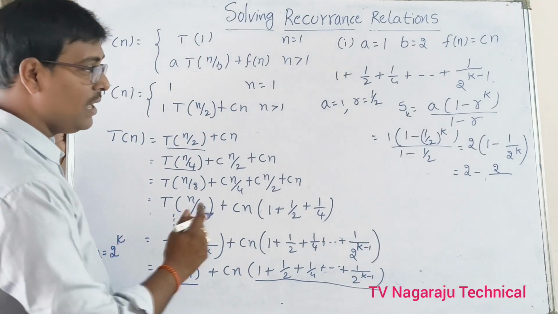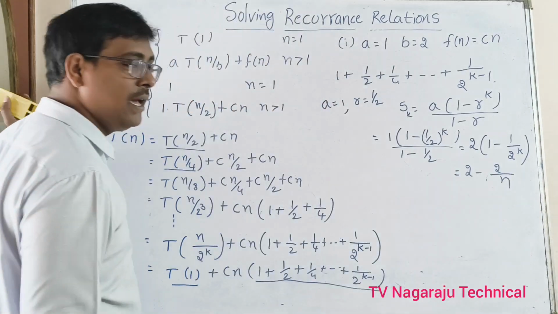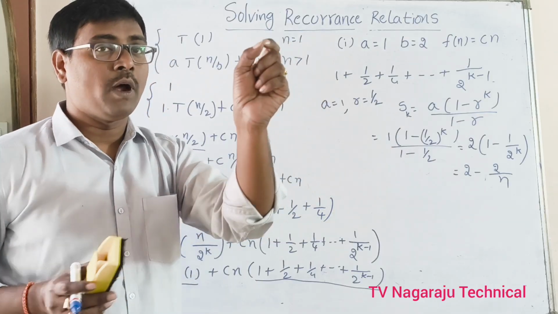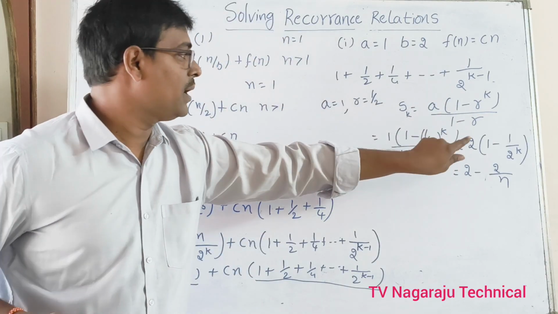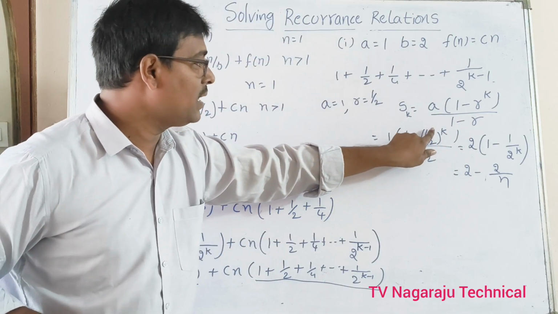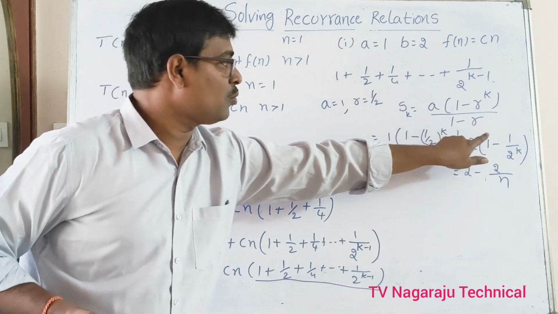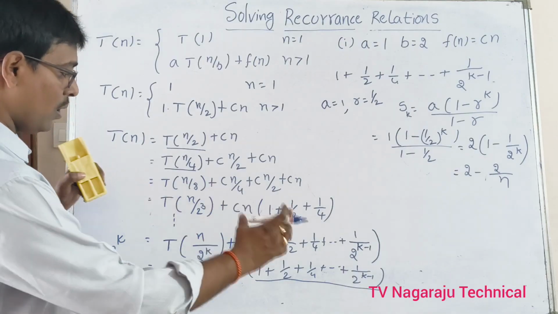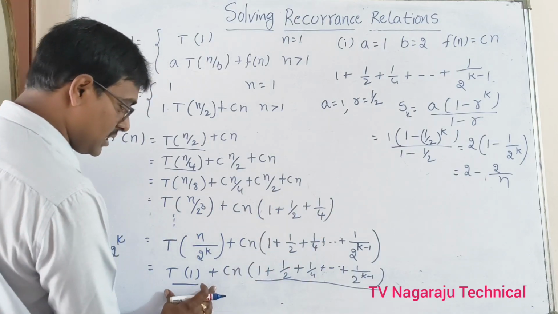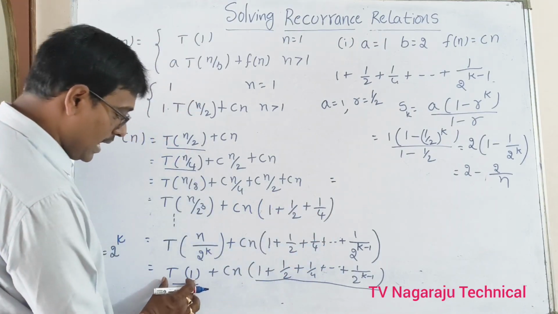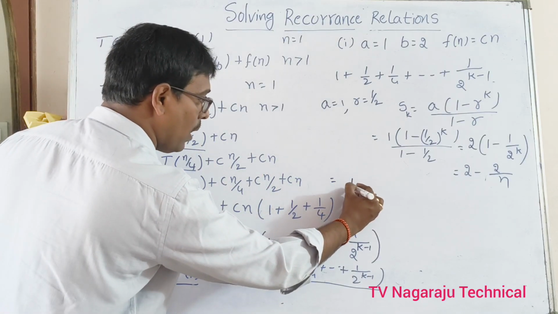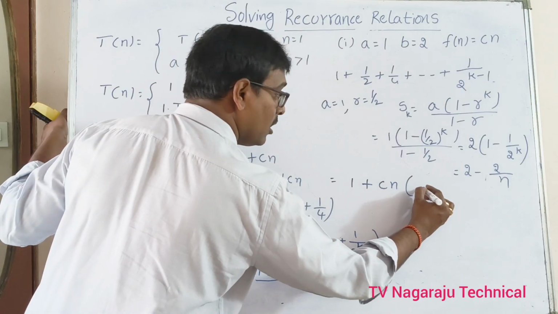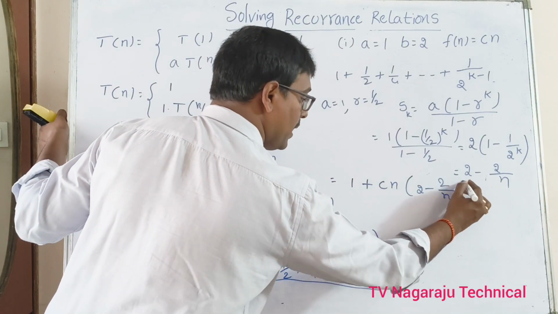What is the 2^k value? It is n. So I simplify the equation: 1 - 1/2^k, and since 2^k is equal to n, the sum becomes 2 - 2/n. Now I got the solution for this. Now substitute in this equation: T(1) is equal to 1, plus Cn into this answer, 2 - 2/n.